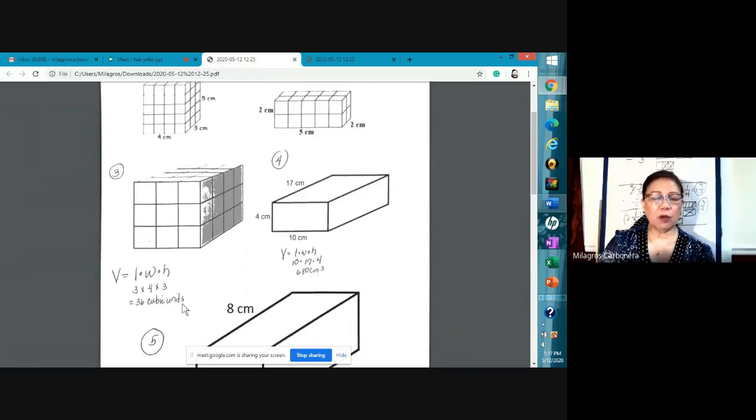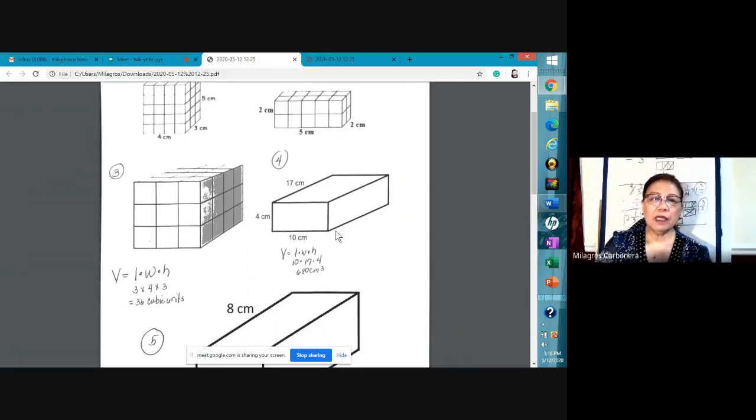Okay? So if you are not given any dimension at all, and the picture is divided into cubes, just count the bottom layers for the length and the width. Okay? Do not count everything. And then count only one layer from top to the bottom, and that's the height. We're not going to count everything, okay? Because we're just referring to the length, how long, to the width, how wide, and to the height, which is how tall, okay?